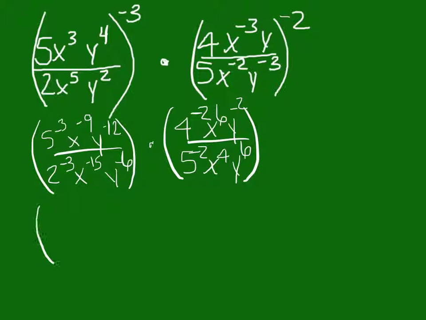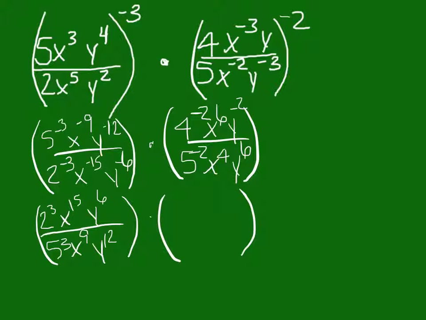So now we start to simplify. We have 5 to the negative 3 gets put down to the bottom and becomes 5 cubed. X to the negative 9 also gets moved to the bottom and becomes positive. And y to the negative 12th also gets moved to the bottom and becomes y to the 12th. So now we have 2 to the negative 3 becomes 2 to the 3rd on top. X to the negative 15 gets moved to the top and becomes x to the 15th. And y to the negative 6 also gets moved to the top and becomes y to the 6th.